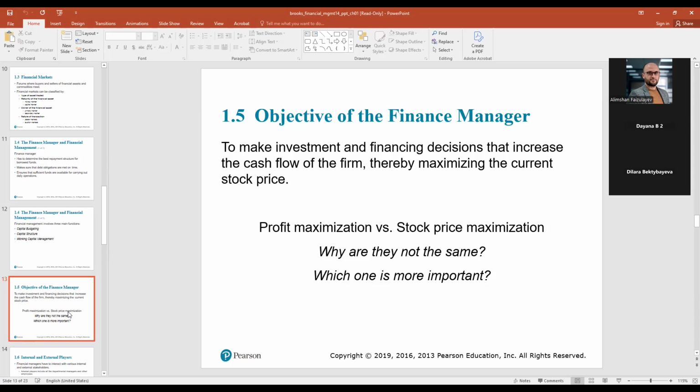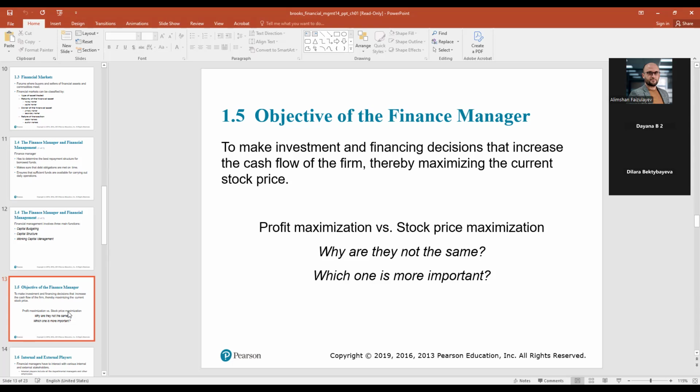profit maximization. And there is a kind of conflict between the shareholders and the financial manager. The shareholders put on the pressure, please go and increase the value of the stock, do something. But the financial manager says, look, guys, we should not forget about profit maximization. We need to have some money in hand. And which one is important? Which one is more important?